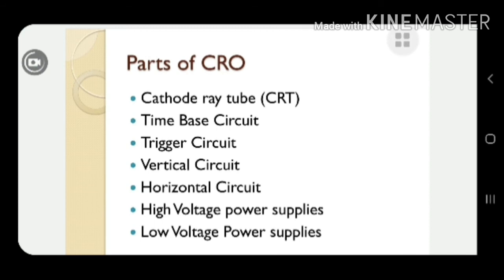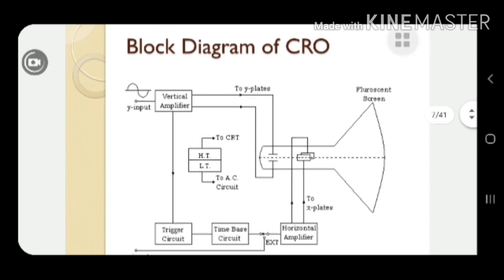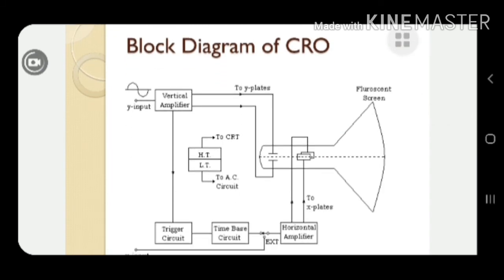Trigger circuit, which generates a trigger pulse, and it is used for synchronizing the signals given to the CRO. Vertical amplifier, horizontal amplifier, these circuits amplify the signals given as input to the CRO. Then high voltage power supplies, which go to different parts of the cathode ray tube. Low voltage power supplies go to the other parts of CRO like the trigger circuit, time-based circuit, and amplifiers.